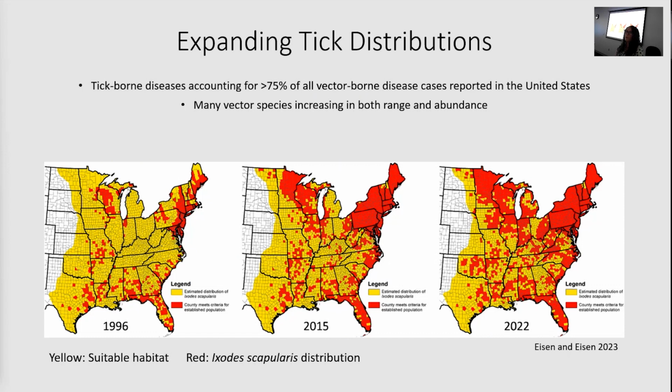Tick-borne diseases now account for more than 75% of all vector-borne pathogen cases in the U.S. And many vector species, including Ixodes scapularis, as you can see in this graph, are expanding in both range and abundance. This expansion is driven mostly by climate change, land use, and increasing wildlife populations. And despite this, there's still limited public knowledge about the tick-borne pathogen disease risk in places like the Midwest.